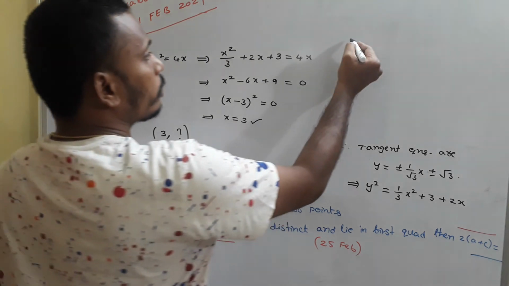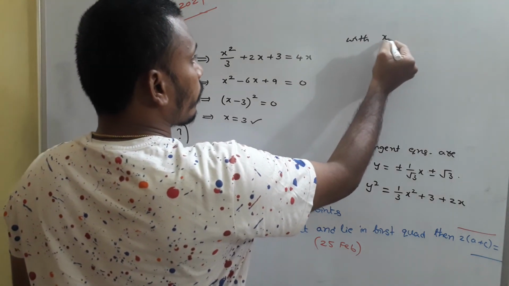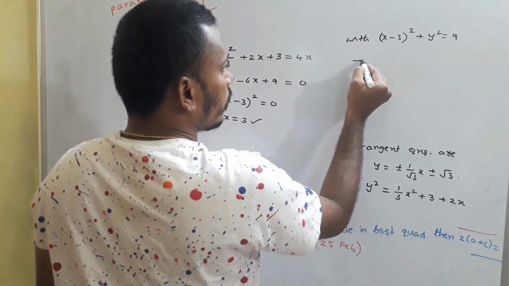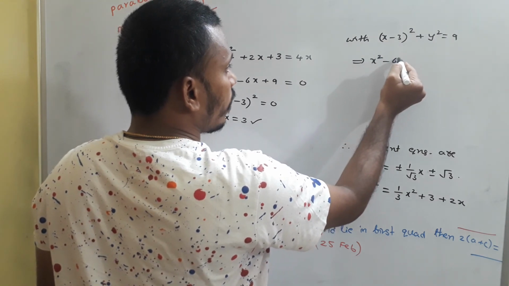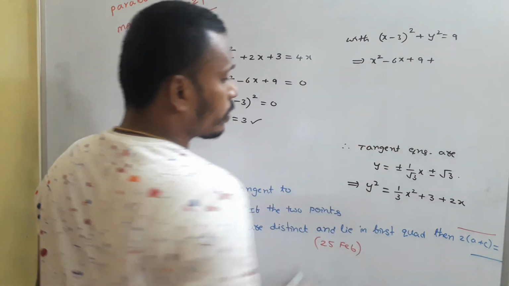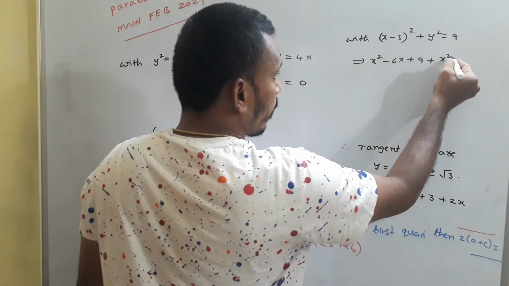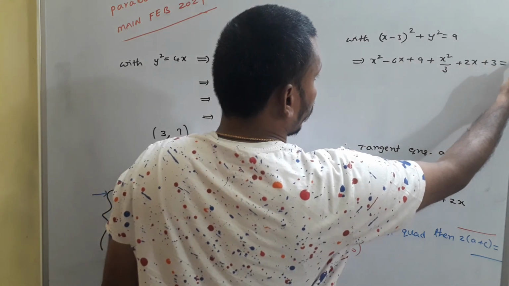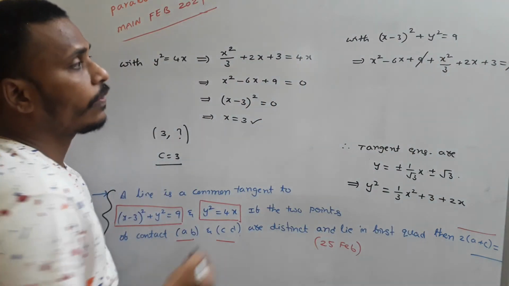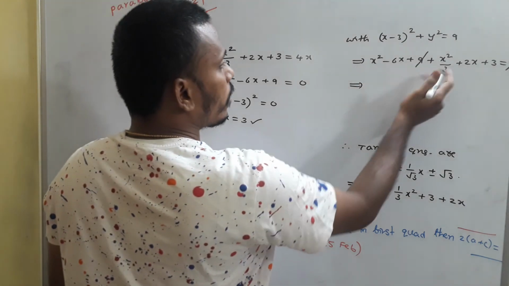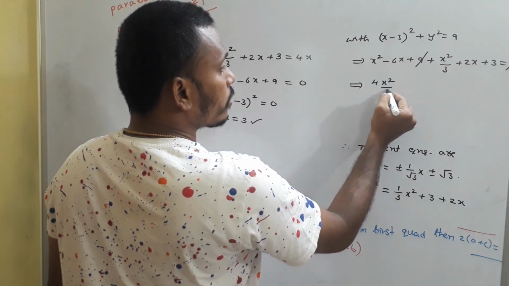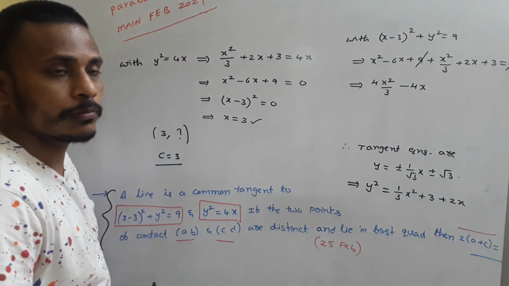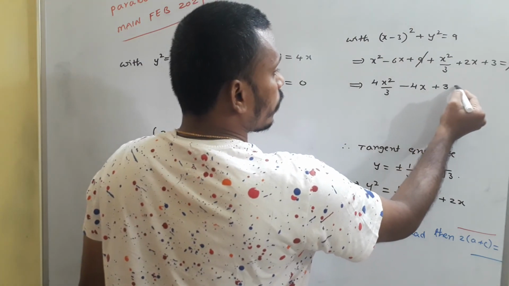Now with the circle: x minus 3 whole square plus y square equals 9. That implies x square minus 6x plus 9 plus y square. What is this y square? x square by 3 plus 2x plus 3 equals 9. You just cancel out this 9 and simplify. x square plus x square by 3 means 4x square by 3. 2x minus 6x means minus 4x, plus 3 equals 0.